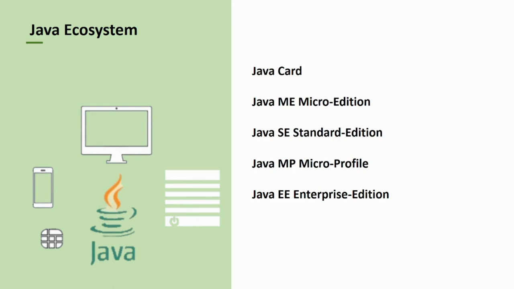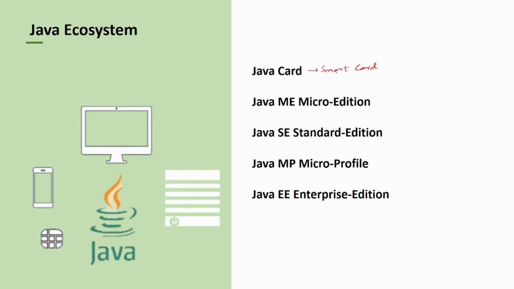If we talk about Java Card, it is actually a smart card, and this smart card can be used additionally to your SIM cards. So it can be used with SIM cards as a smart card.